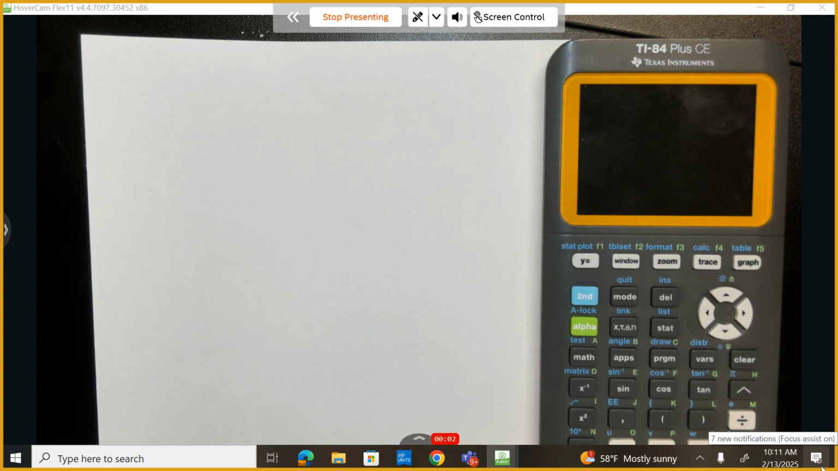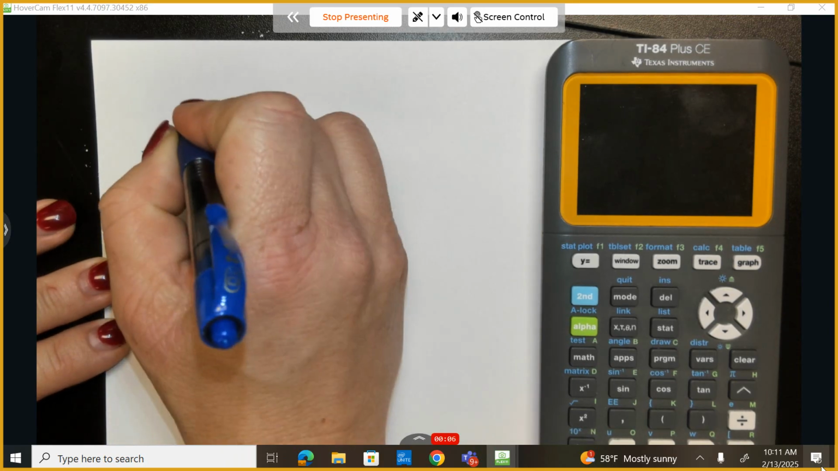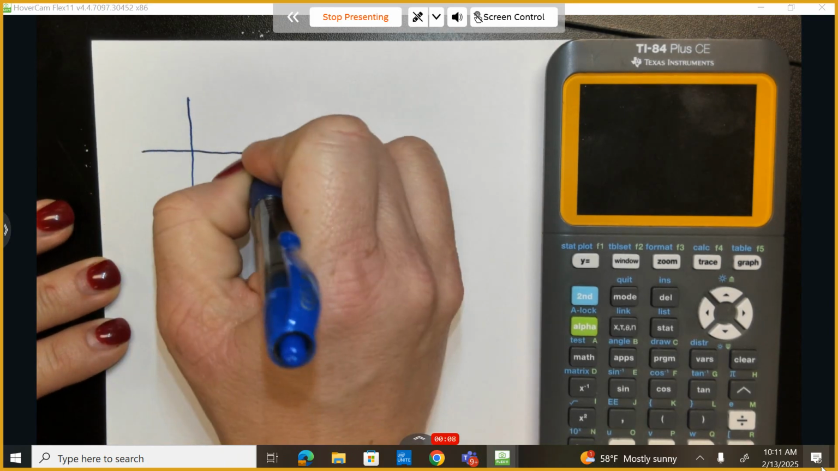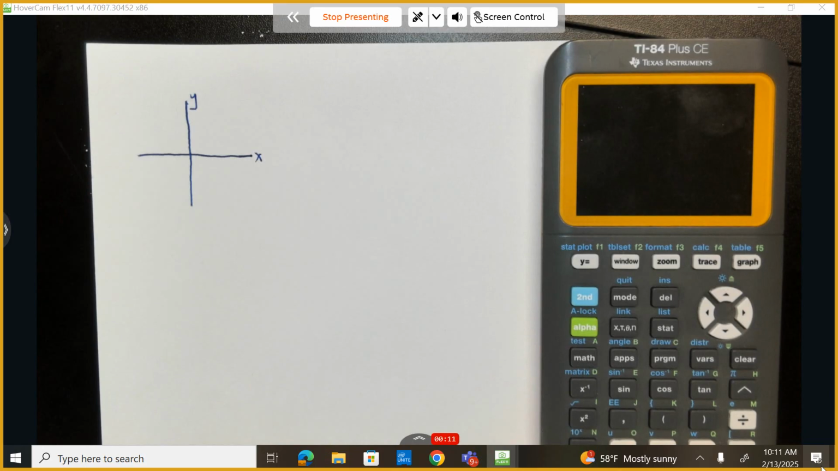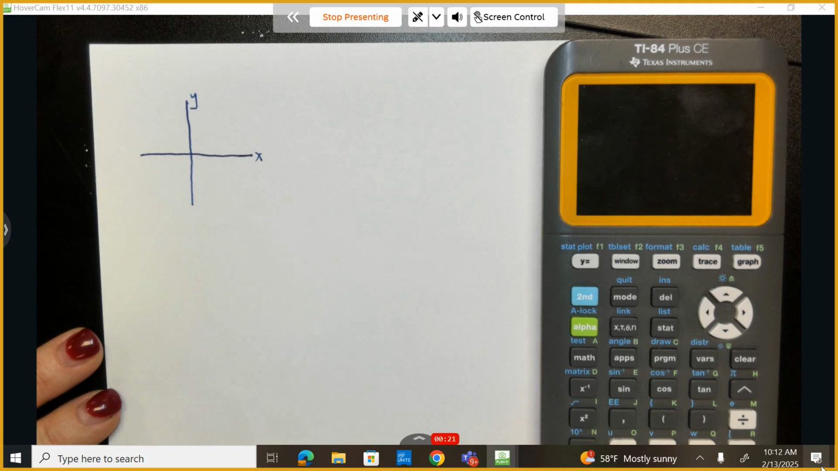Okay, so right now we are going to be talking about quadrants. On your blank piece of paper, please draw what looks like an X and a Y axis. It does not have to be large. Think of this as 4 rooms or 4 separate spaces. We have 2 lines that create the 4 separate spaces.